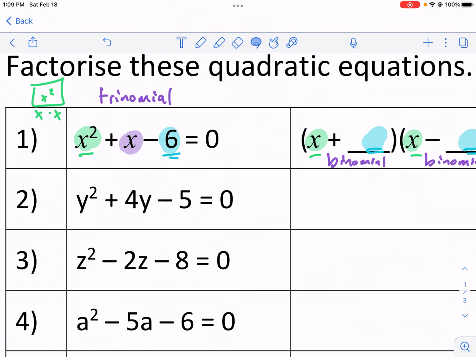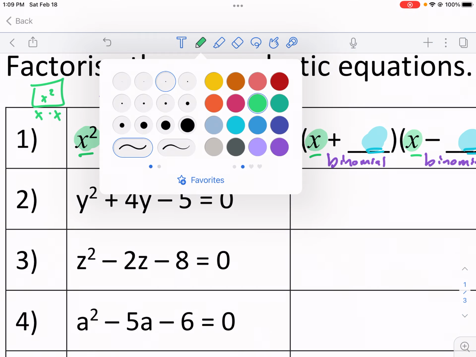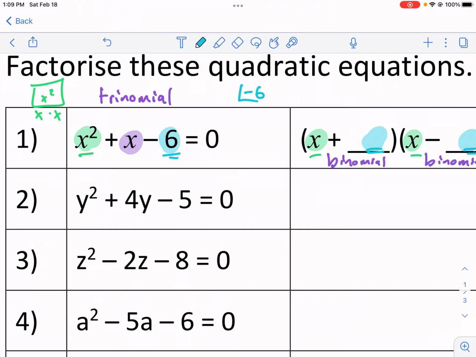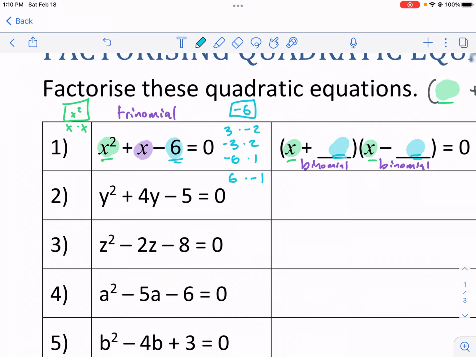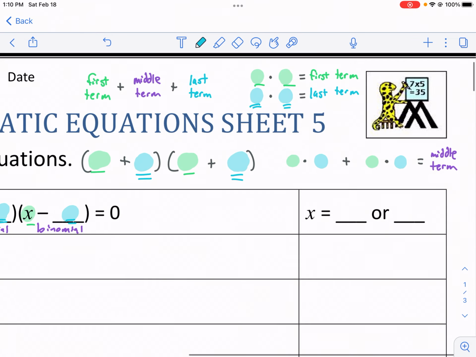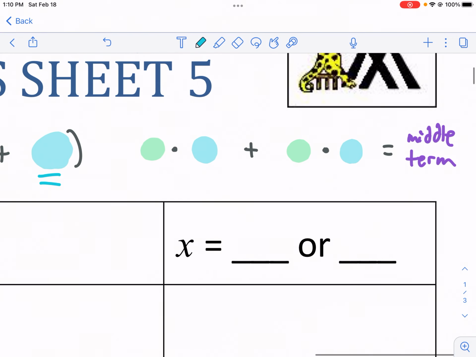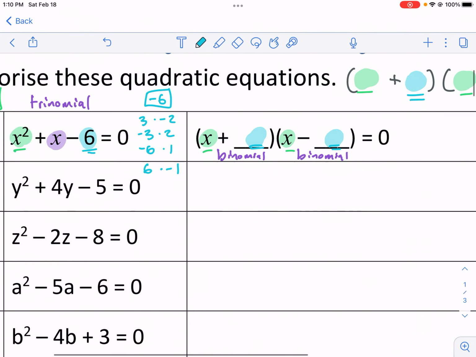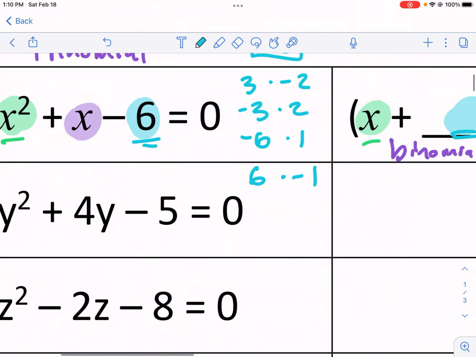So let me move that over here. The last term is minus 6. So what are our factors of minus 6? We have a couple. We have positive 3 times negative 2. We have negative 3 times positive 2. We have negative 6 times positive 1, and positive 6 times negative 1. So we have some options, but we're trying to decide, based on my little diagram here, it's not perfect, but it gives us the idea, which of those terms add up together to get us our middle term.